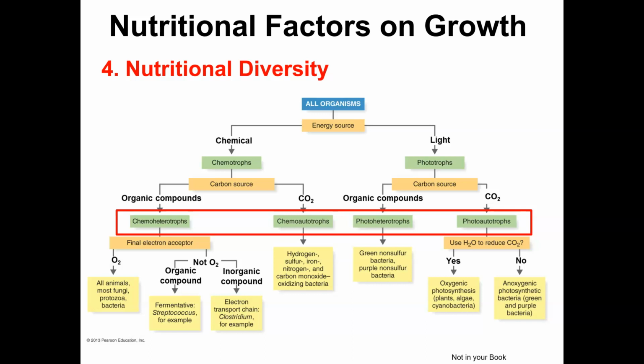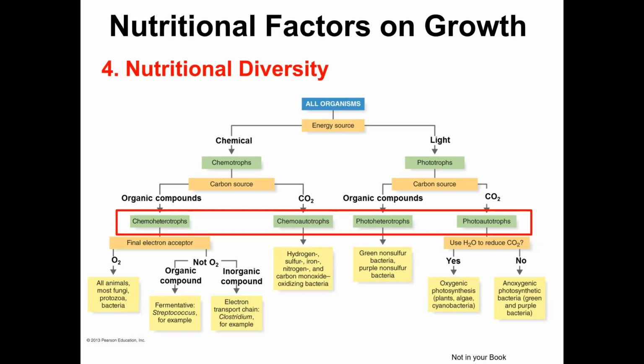If you get your carbon from carbon dioxide, you're an autotroph. If you get your carbon from anything organic, you are a heterotroph. Okay, so here's my game. It's just mix and match. So you could have photoautotrophs. Energy from the sun, carbon from carbon dioxide.